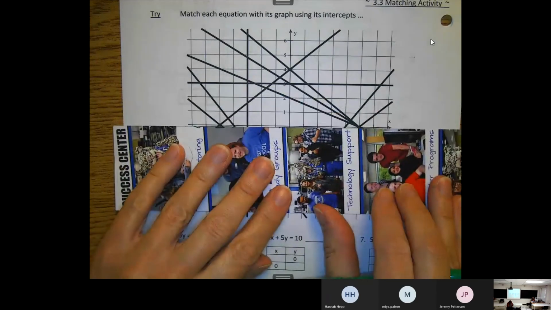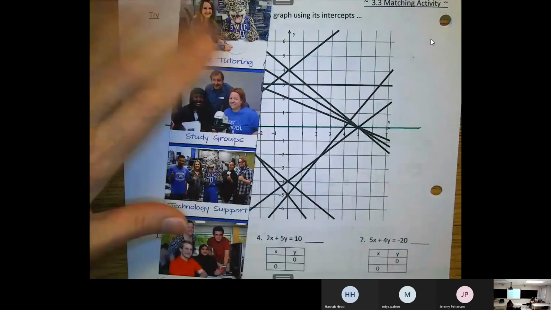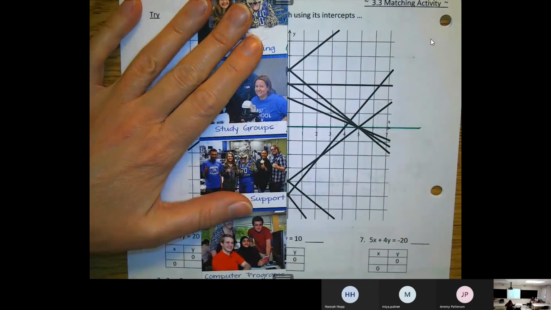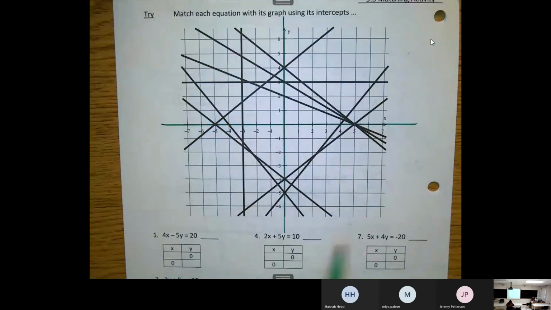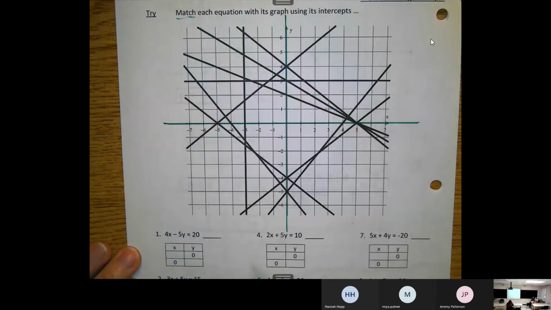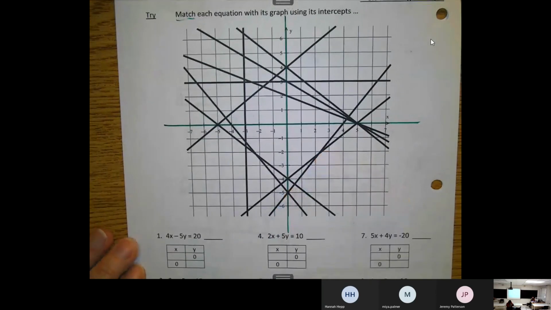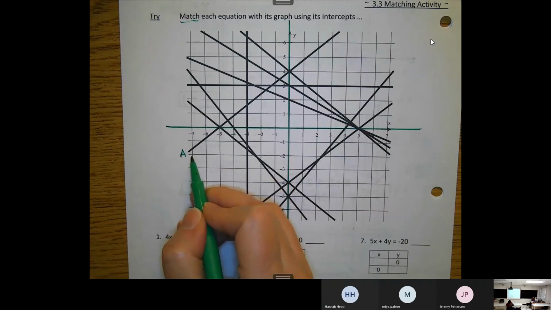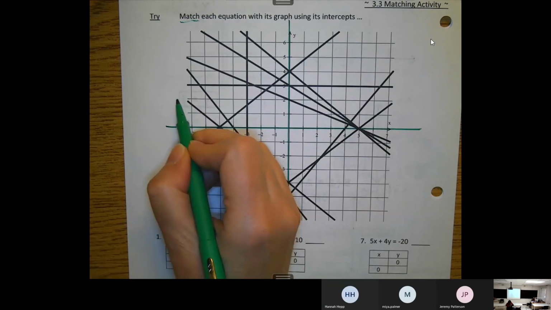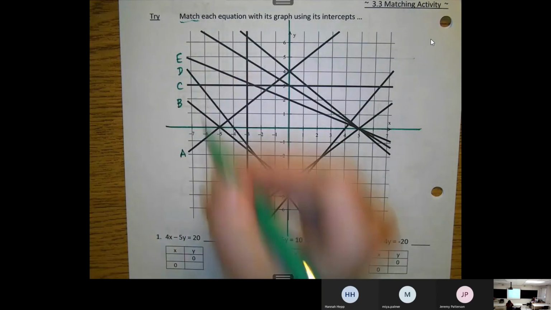We've got the x-axis going through the middle here, and the y-axis also up and down through the middle. What we're wanting to do is match each of the equations at the bottom with one of the lines on the grid. That means the lines need some labels or something. So I'm going to start by calling this line A right here. And then I'm going to keep going up. That's going to be B, C, D, and so forth.